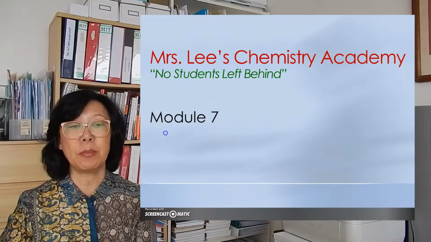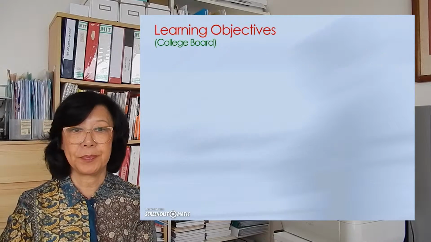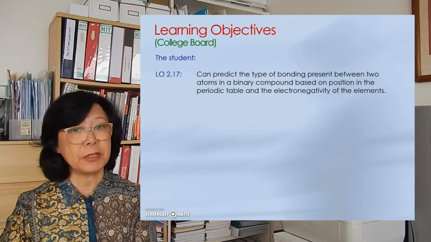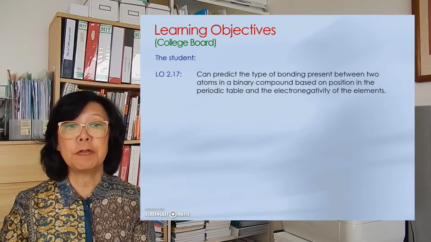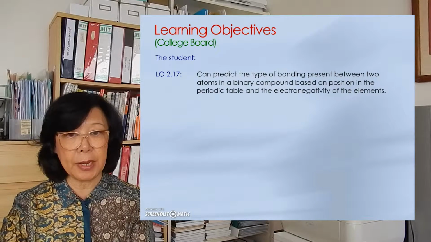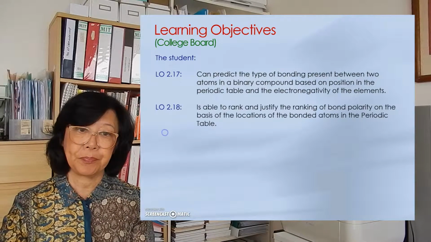Today we're going to talk about Module 7 on the type of chemical bonds. This is related to the learning objective from College Board 2.17. Student can predict the type of bonding present between two atoms in a binary compound based on the position in the periodic table and the electronegativity of the elements.